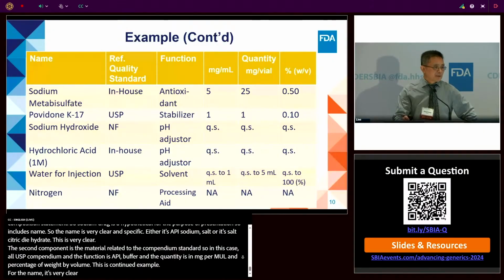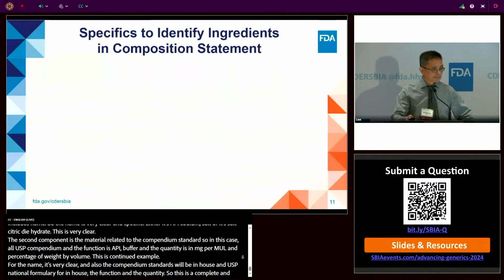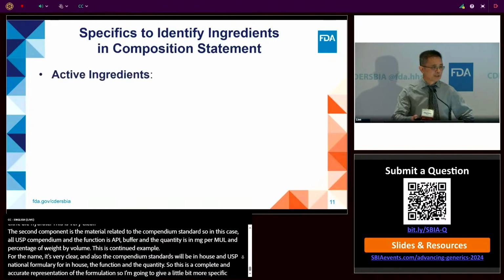And also the compendial standards, it could be USP or National Formulary or in-house. Yeah, the function and the quantity. So this is a complete and accurate representation of the formulation. So I'm going to give a little bit more specifics on how to identify ingredients in the composition statement.